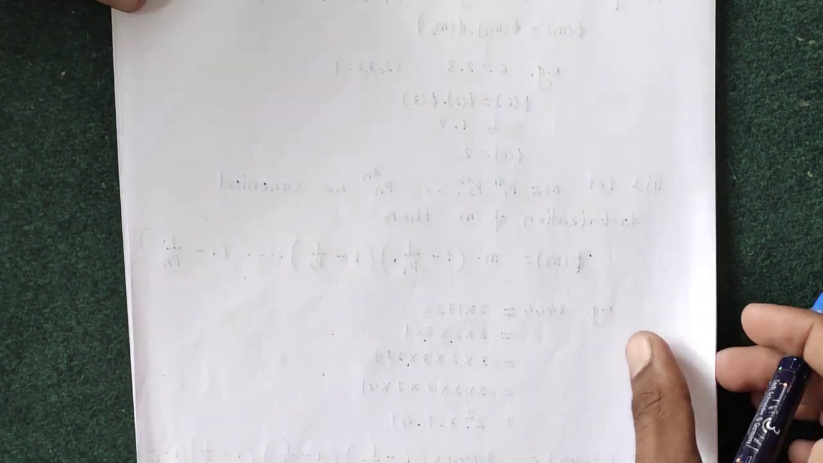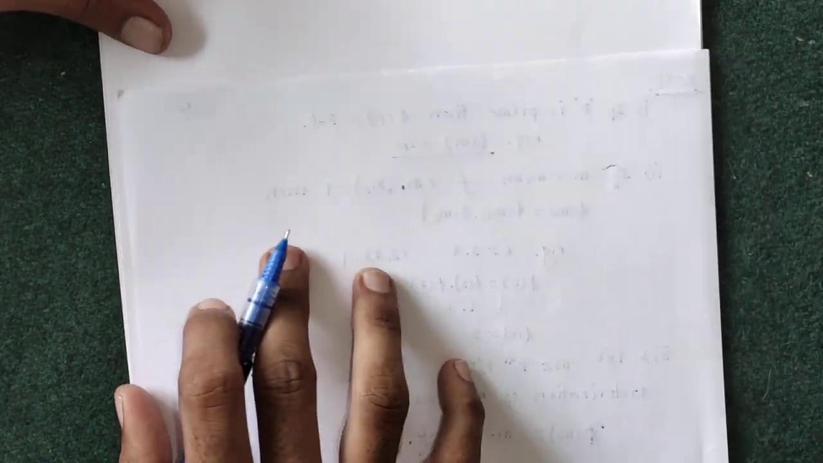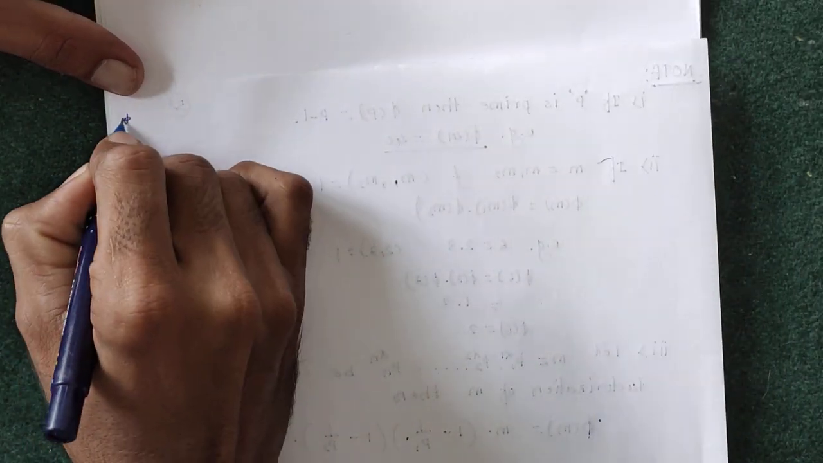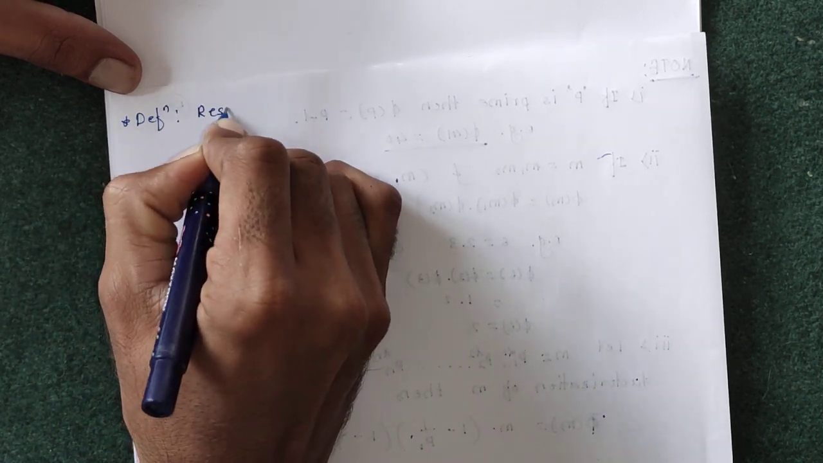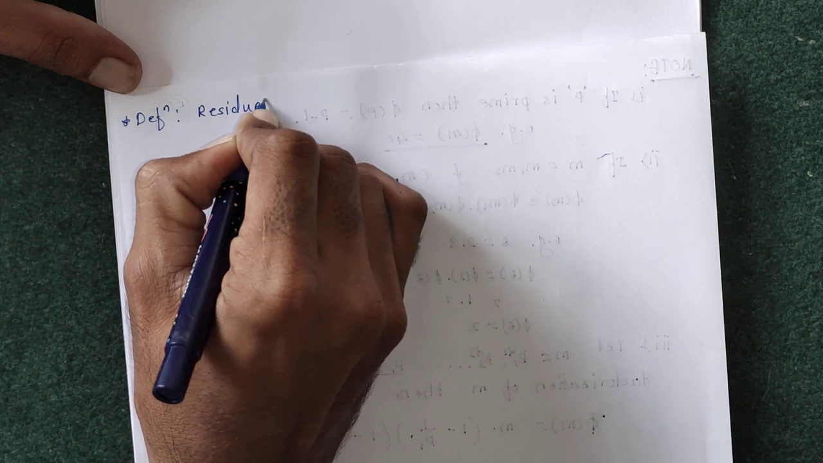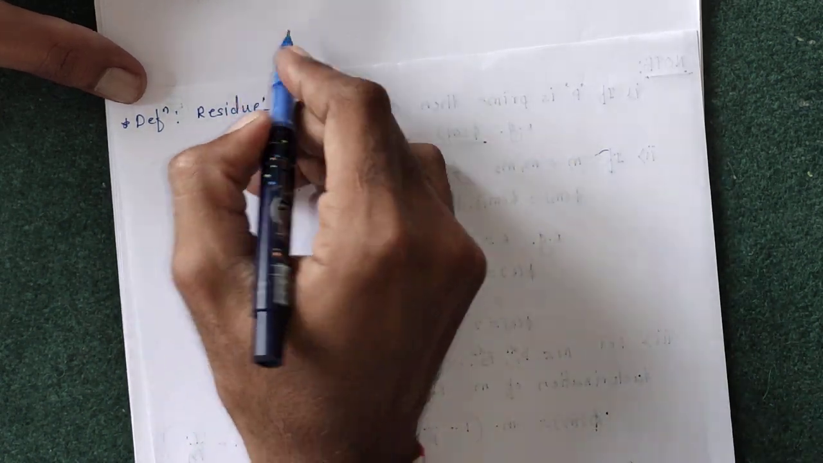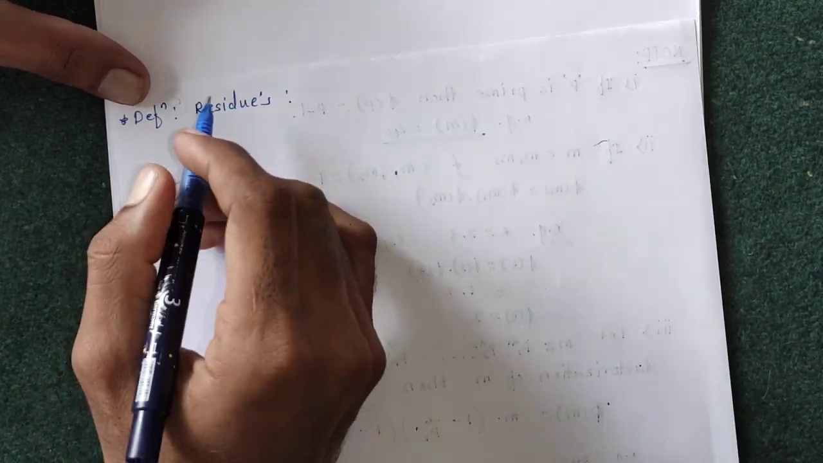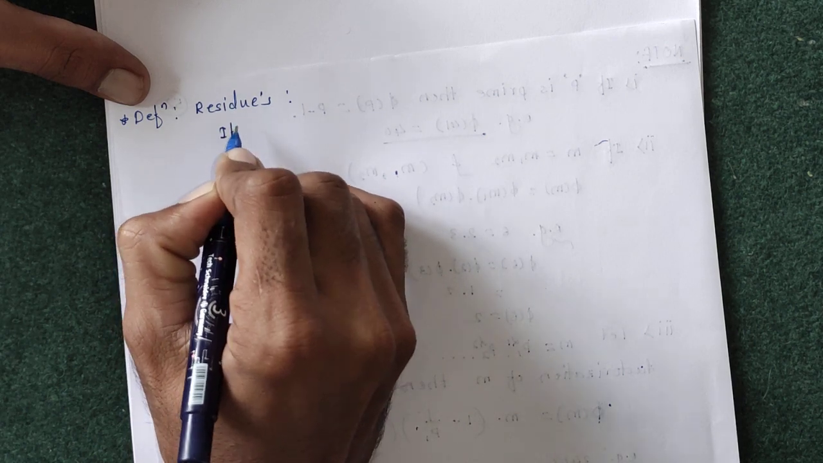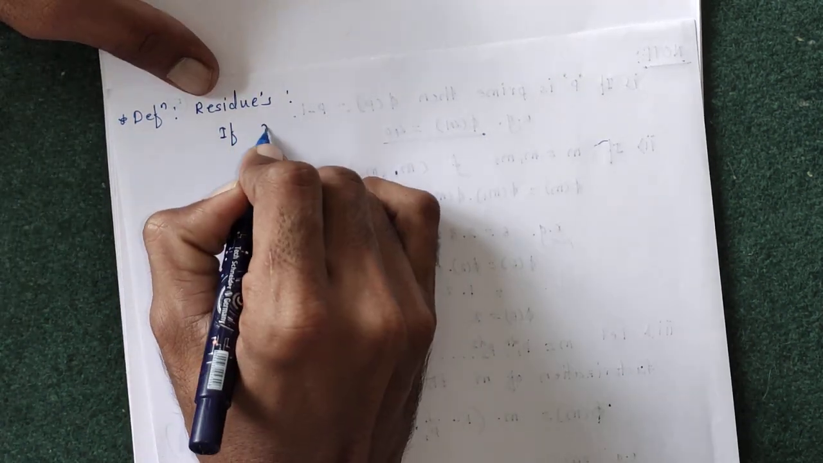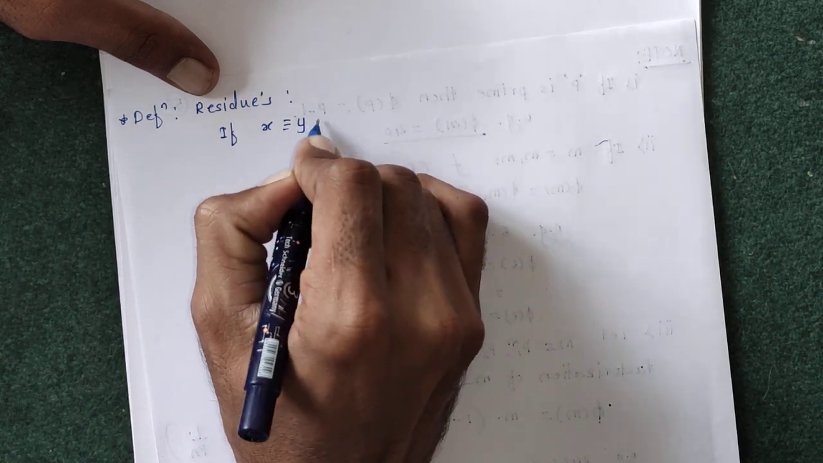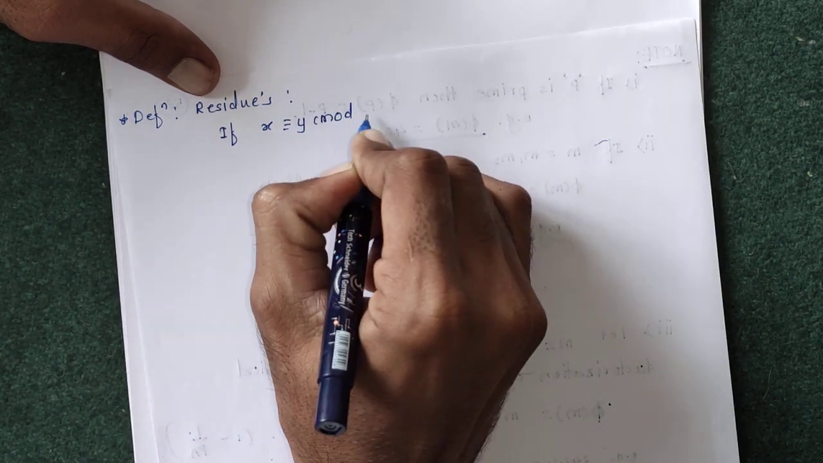Today we are going to discuss residues. First of all, the definition of residue. Definition of residues: if x is congruent to y modulo m, then this y is called residue under modulo m.